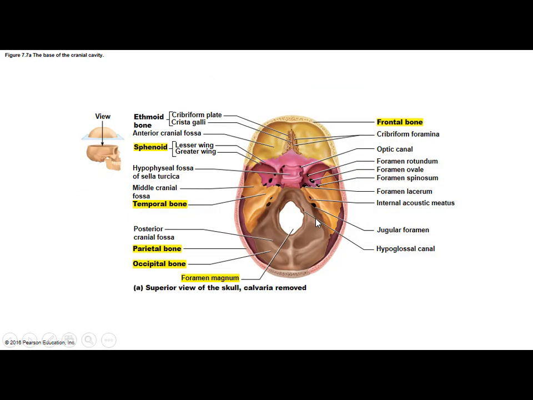Another view of the base of your skull, so we can see where some of these bones come in. You can see temporal as part of your base. You have your occipital as part of your base. You can see a little bit of the parietal. There's your frontal, and then you have your sphenoid, which makes up, again, the back of your eye sockets, etc.